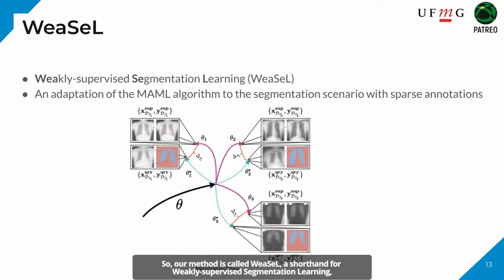So, our method is called WSLE, a shorthand for Weakly Supervised Segmentation Learning, and it is an adaptation of the MAML algorithm. The core idea of the method is to learn a general model that can later be easily fine-tuned to a target few-shot task.